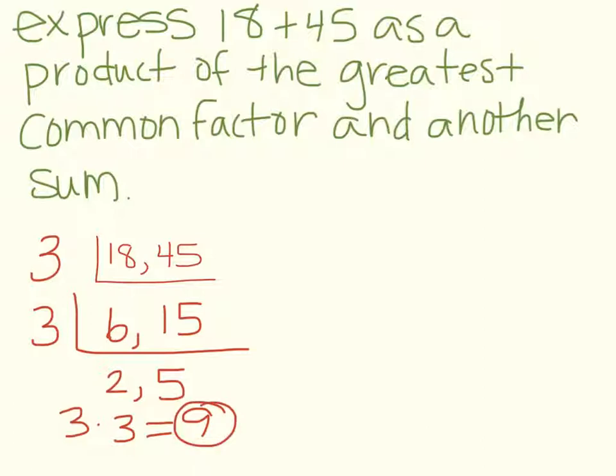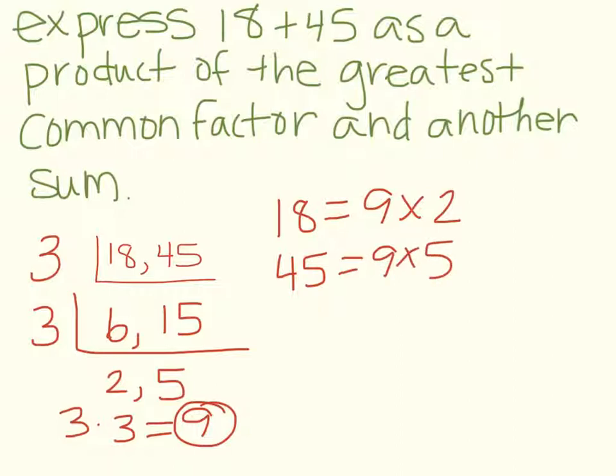Now we move on to the next step, which is to rewrite 18 as a product of 9 and 45 as a product of 9. Well, 9 times 2 equals 18, and 9 times 5 equals 45. Now we use distributive property to change 9 times 2 plus 9 times 5 into a statement that expresses 18 plus 45 as the product of the greatest common factor and another sum.